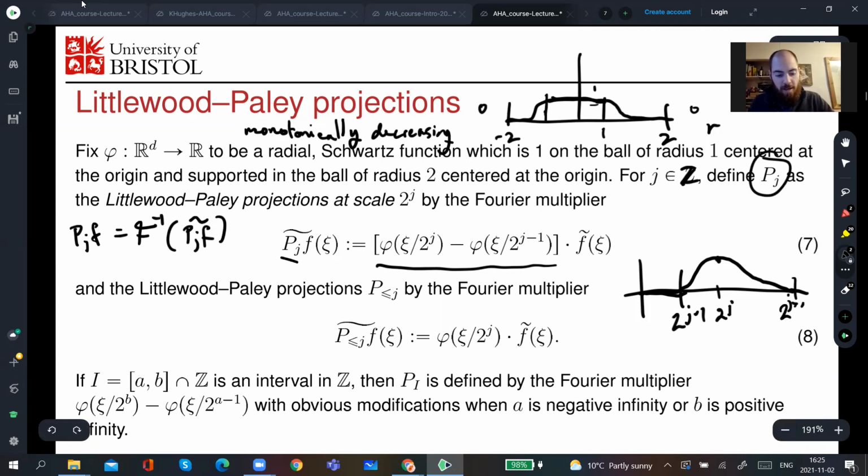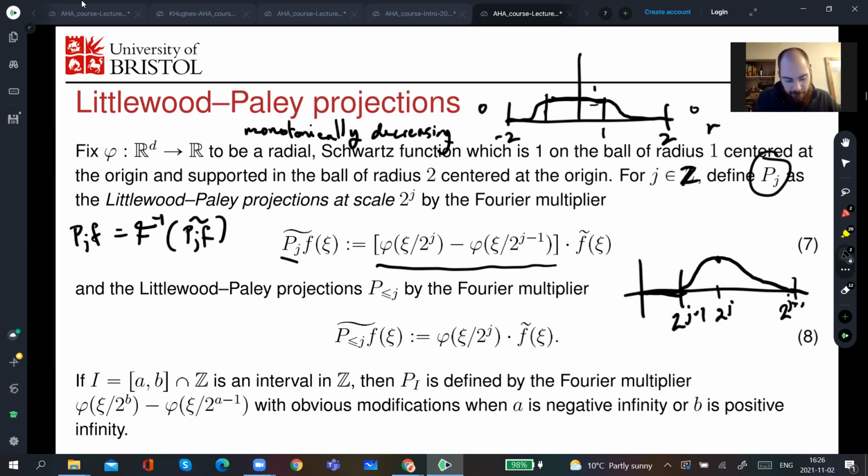So that's P_j. There's a simpler definition for another projection, where I look at all the frequencies that are less than or equal to 2 to the j. I don't do that telescoping sum, the difference of one term and its predecessor. Instead, I just multiply the Fourier transform by phi of xi over 2 to the j. And if phi were actually the characteristic function of the unit ball, then I take my function and cut out all the frequencies that are bigger than 2 to the j. What we've actually done is cut out all the frequencies bigger than 2 to the j plus 1, and kept as pure as possible all the ones up to 2 to the j. Then we smoothly interpolated in between, weighting the frequencies between 2 to the j and 2 to the j plus 1, so that we get this nice smooth transition.